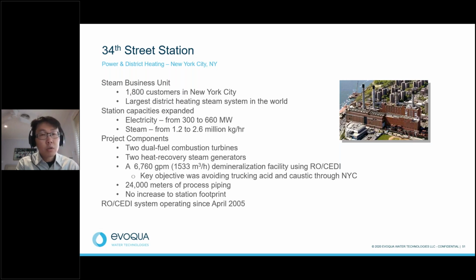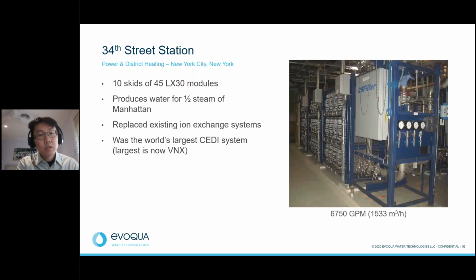So the best way to do that is to take away the mixed bed and put in the CDI modules. At that time in 2005, it was the largest CDI system in the world. There are 10 skids of 45 LX30 modules. At that time it was the largest, but at this time in Asia, our largest system is in South Korea, and it's all in the Samsung group.